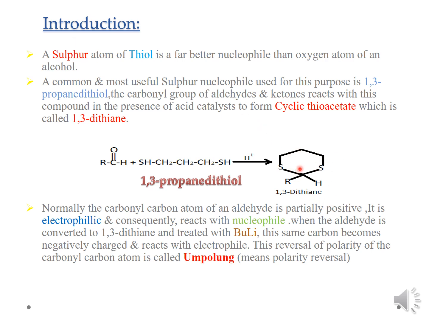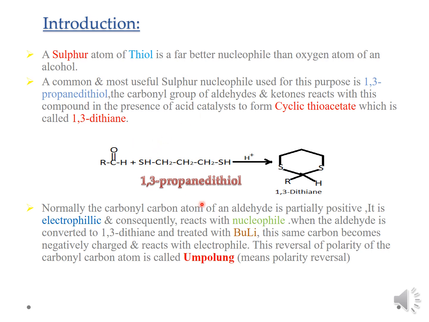1,3-dithiane is nothing but the protecting group of the carbonyl compounds. In this 1,3-dithiane, if you see here, there are sulfur atoms attached over here. This sulfur atom of the thiol is a far better nucleophile. This will act as a better nucleophile than the oxygen atom from the alcohol group.